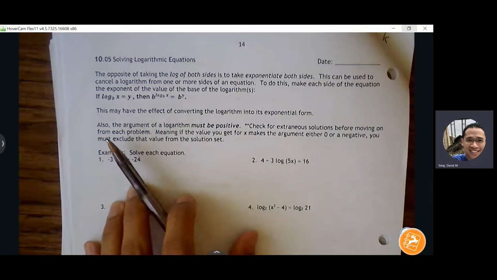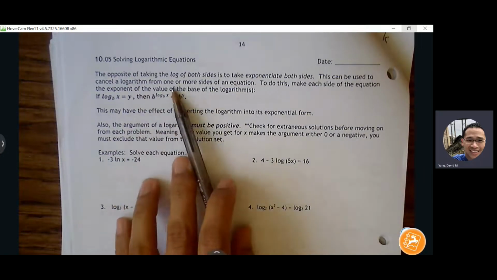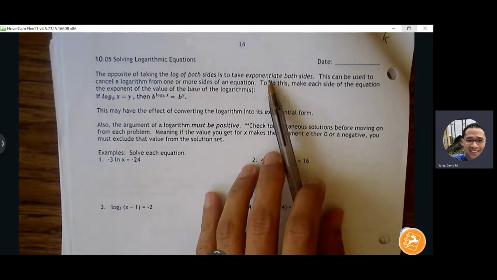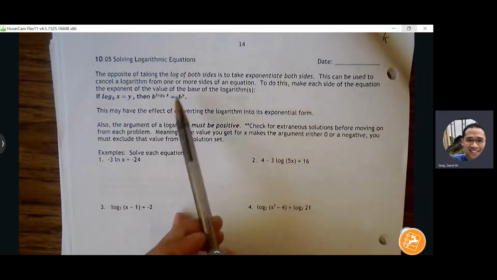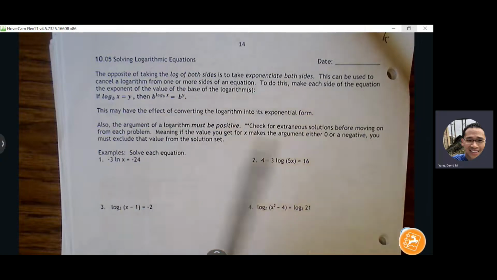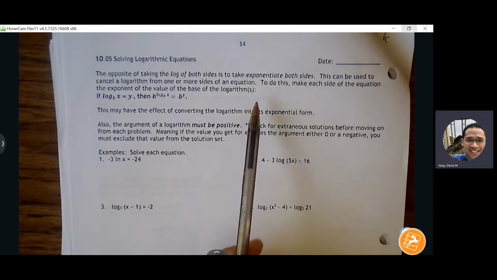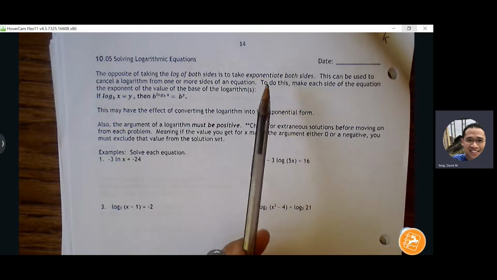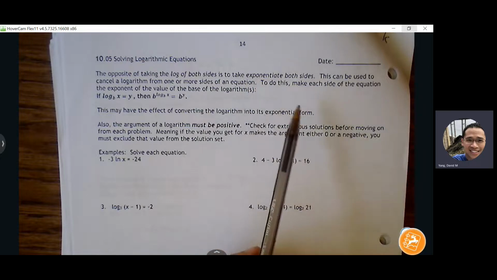All right, let me read through the notes here. The opposite of taking the log of both sides is to exponentiate both sides. So whatever we do to one side, we can do to the other. We can use logs to cancel out exponentials. We can use exponentials to cancel out logs because they're inverses of each other. We really want to take advantage of the inverse functions to help us clean up the equation and get to the variable we're looking for.